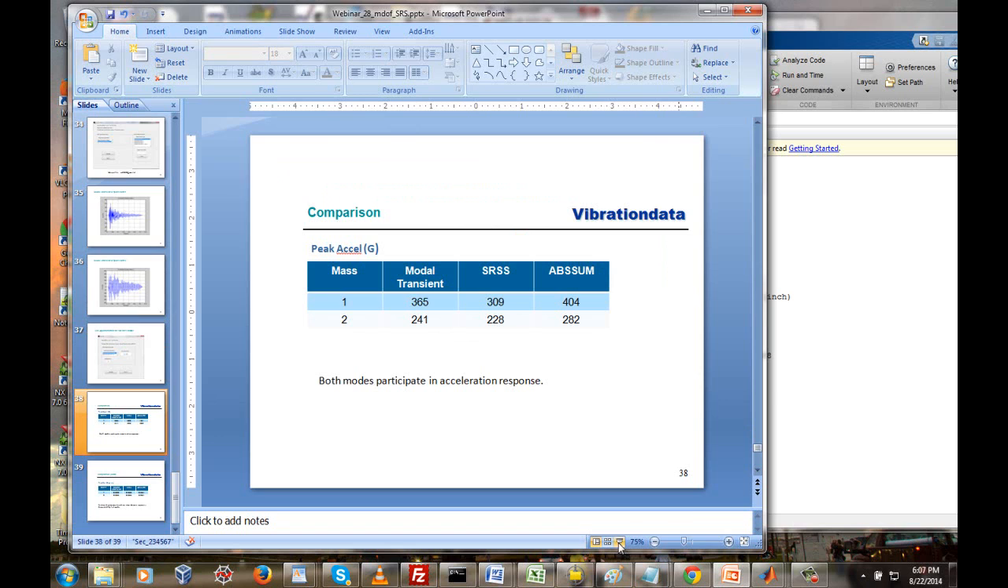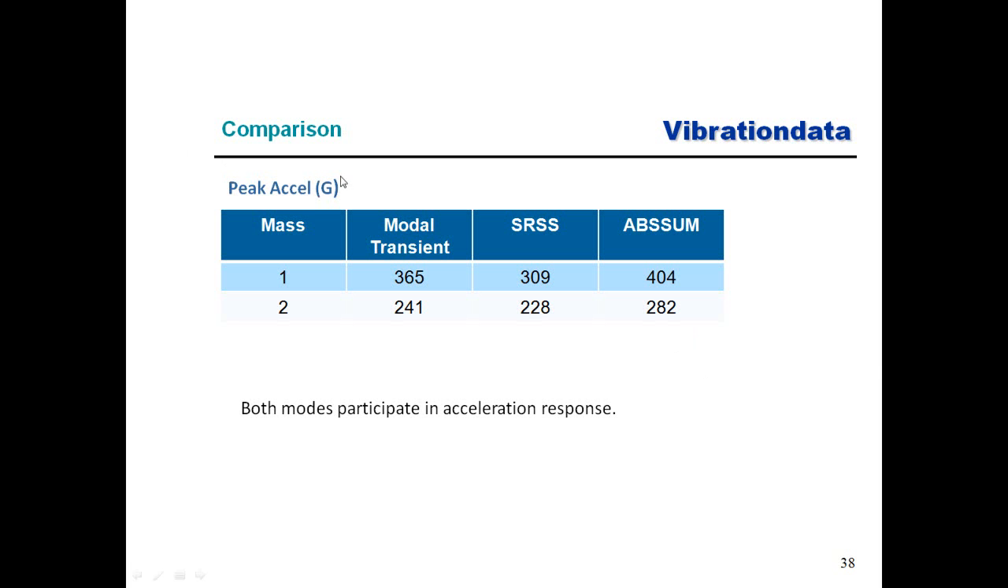Okay, so here's what we really want to look at. This is going to be a summary. We're going to look at two tables. The first is peak acceleration. There is a row for each of the two masses, or if you want to say for each of the 2 degrees of freedom. So for the ABSUM value here, it's about 404 G, and then 309 for the SRSS method. And the modal transient value falls in between, kind of midway between those two values. So this is showing us that we have good ballpark agreement.